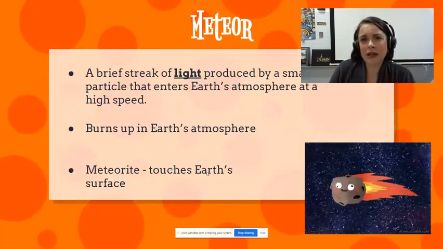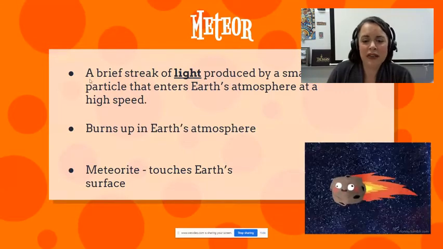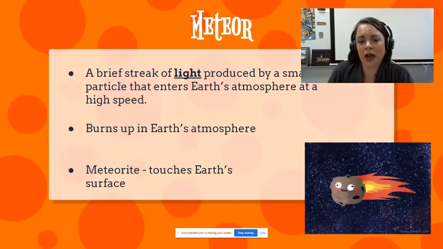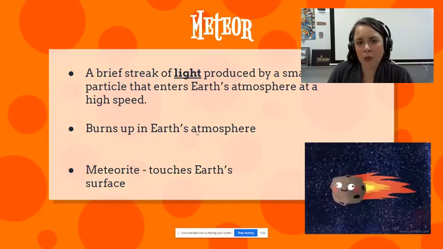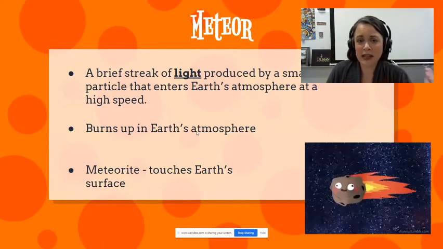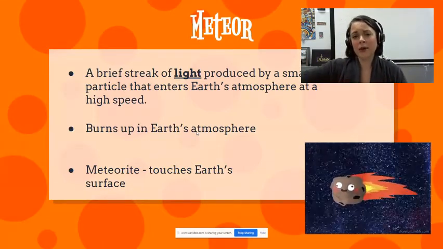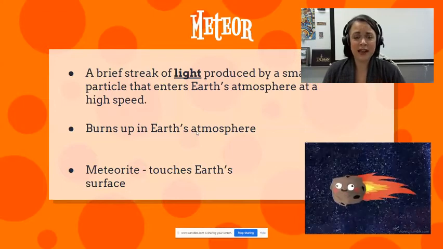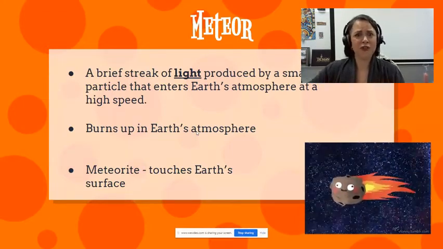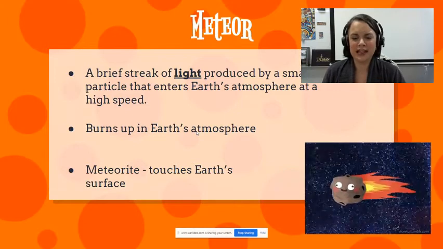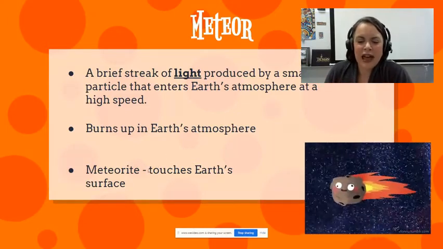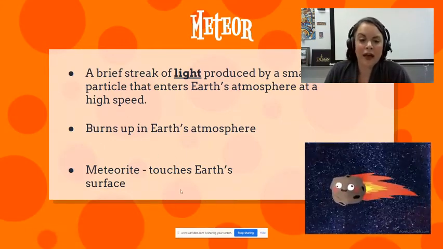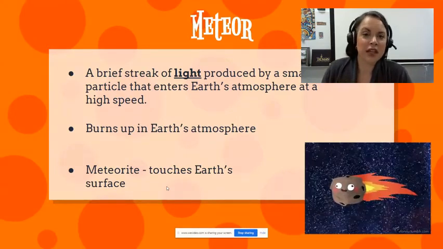Other objects that can be found in our universe are meteors, and these are brief streaks of light produced by small particles that are going to enter Earth's atmosphere at a high speed. These will burn up in the Earth's atmosphere, and they're moving at a really high speed coming into Earth's atmosphere. Earth's atmosphere is filled with different types of gases, and there's basically a bunch of friction from the air that causes these things to burn up in Earth's atmosphere. And when it comes down to Earth's surface, if there's anything remaining and it falls on Earth's surface, then it's called a meteorite.